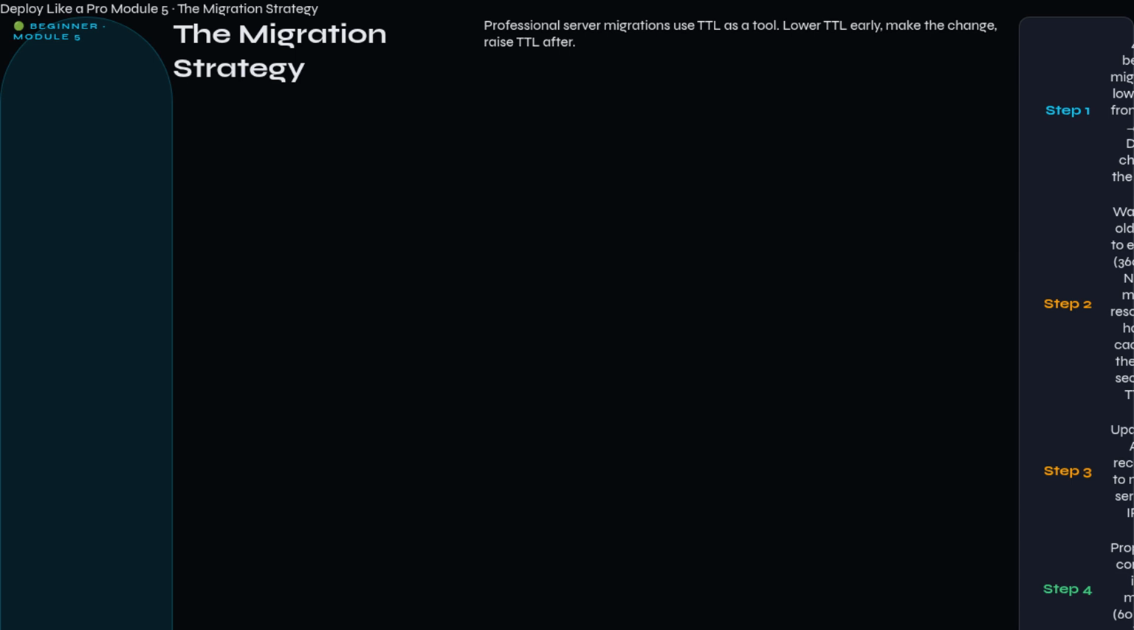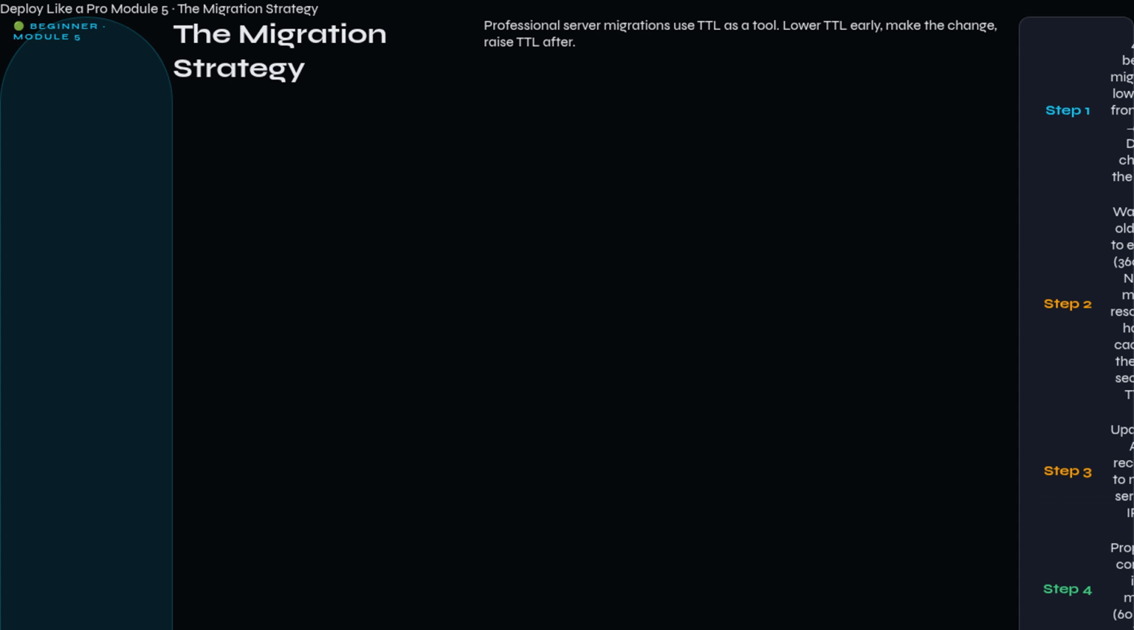The professional way to migrate servers with minimal DNS downtime. Step 1: 1 to 48 hours before migration, lower your TTL. Change the record TTL from 3600 or 86400 to 60 seconds. Don't change the actual IP yet.